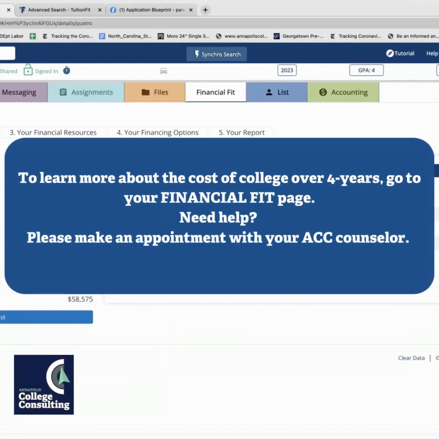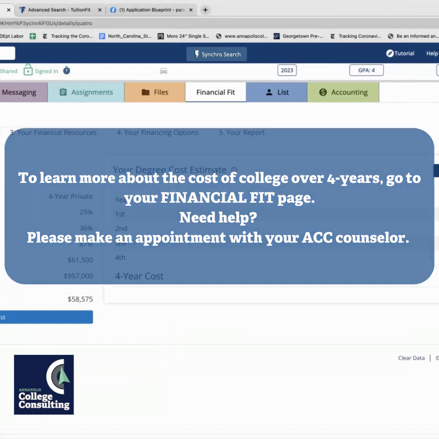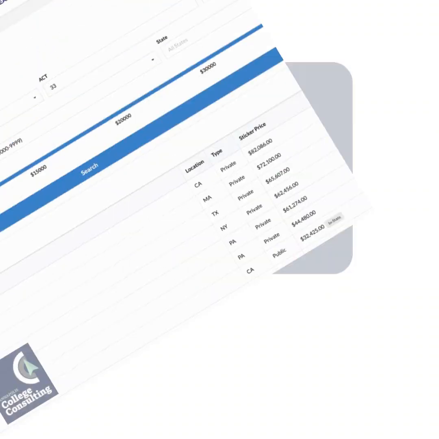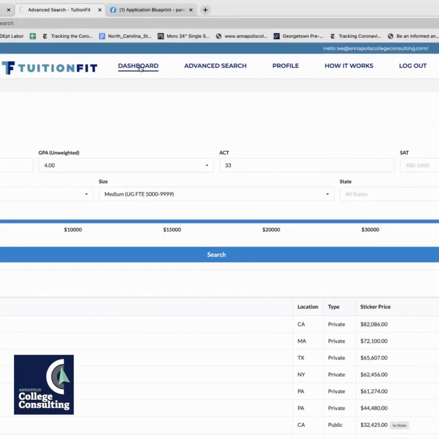Look at me. This is me. I'm the student and I'm super smart. I got a 4.6 and a 1550 on my SAT. Completely bogus. I made it up. But I took that Vassar example, right? And what I did was, I love me some Tuition Fit.